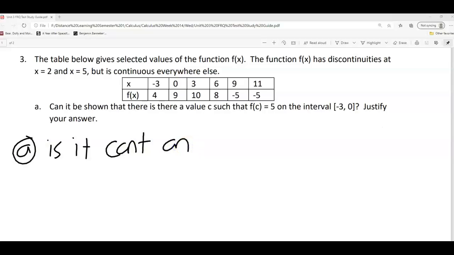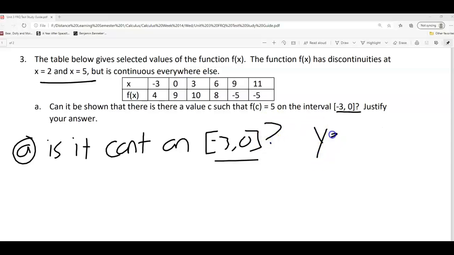And it has to be continuous only on the interval that we care about. So they want to know, is it continuous on this interval? Well, according to our instructions up here, the only discontinuities that exist are at 2 and 5. So are either one of those numbers on this interval? And the answer is no. So since those discontinuities are not on the interval, the answer to our question here is yes, it is continuous, so we're fine. All right, let's go ahead and move on to part B.